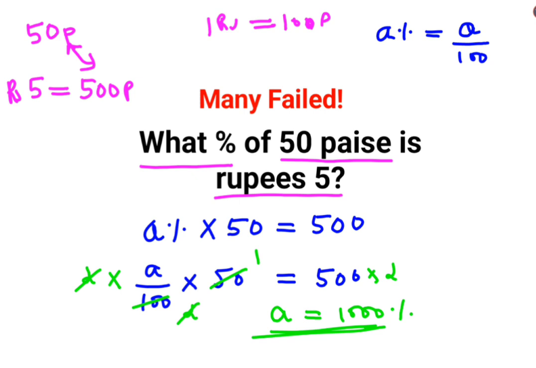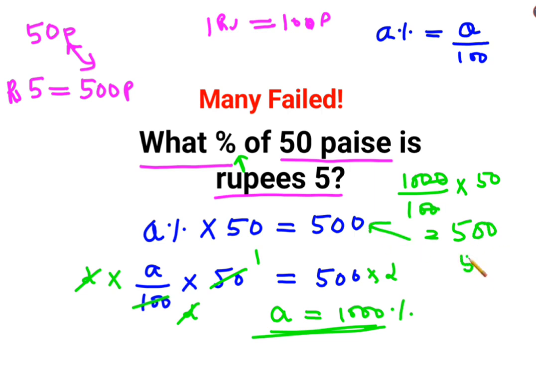Now let's try and see whether we are getting this. Put this value of a over here, that is 1000%. So 1000 upon 100 into 50, whether we get the value as 500 or not. And if you see, the zeros are cancelling, so 10 into 50 is 500 paise, which is nothing but what? 5 rupees. And that is what your question was talking about. So here we can say that the value of this percentage is nothing but what? 1000. I hope this is very clear to everyone.